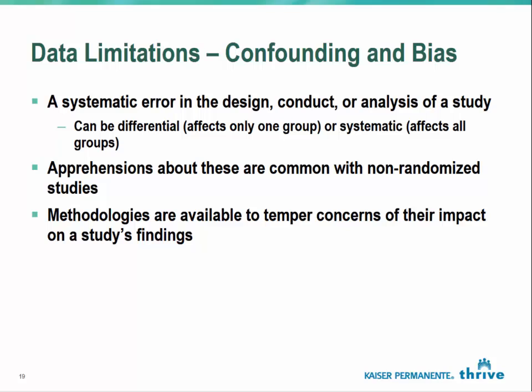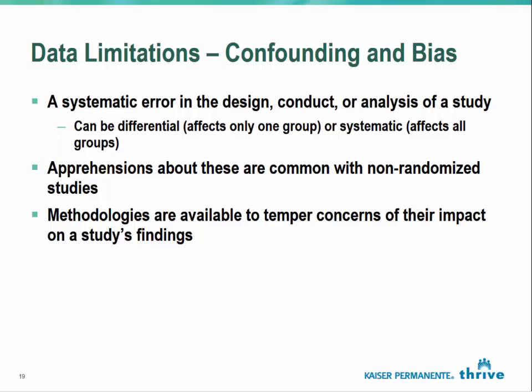But for data that's collected without a randomized control trial, we really have to be careful with confounding and bias. And these are systematic errors in design, conduct, or analysis of a study. Usually we concern ourselves both with differential bias, where it affects only one group. Systemic is not as bad, but still bad in the sense that it affects all groups and that the study findings may be incorrect because we didn't measure things the right way.